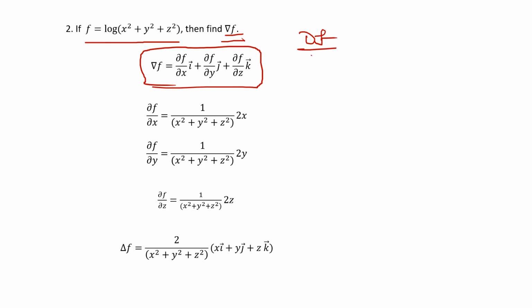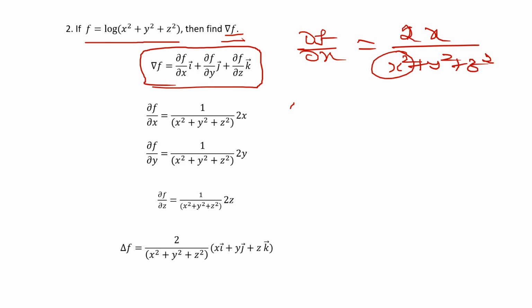Then I have to find the partial derivative with respect to x. Log of x power 2 plus y power 2 plus z power 2. So this is nothing but 1 by x power 2 plus y power 2 plus z power 2. Then the derivative of x power 2 will give you 2x.